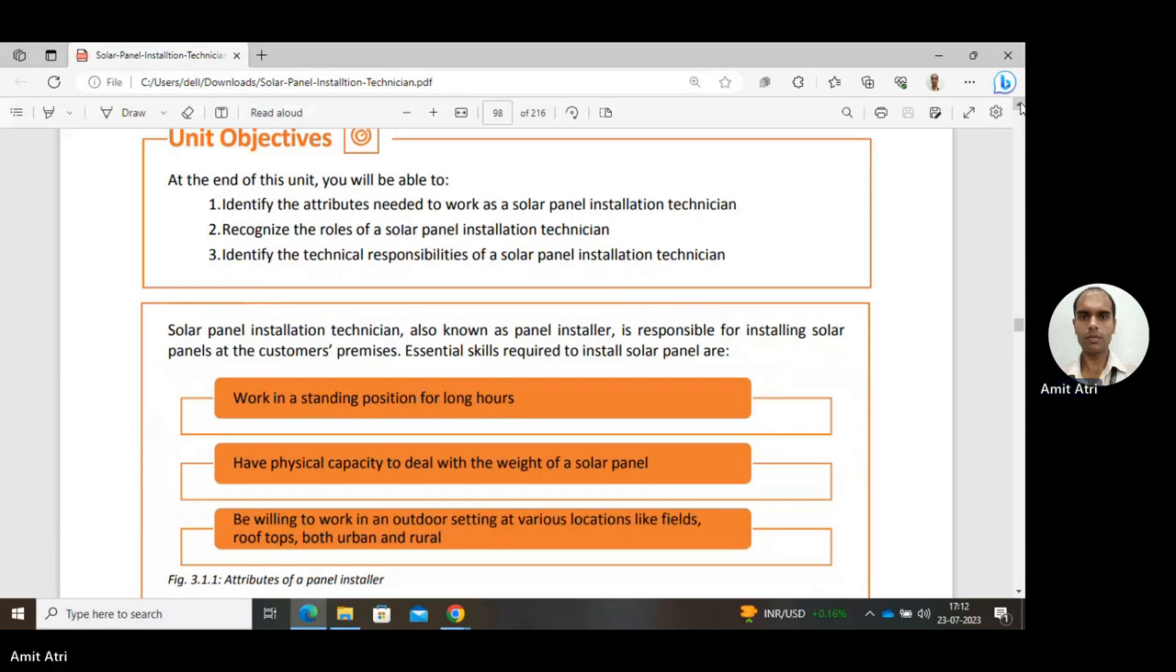Next, he should have the physical capacity to deal with the weight of the solar panels, because he has to lift it, then place it, then fix it. Physically, he should be strong enough to deal with the weight of the solar panel.